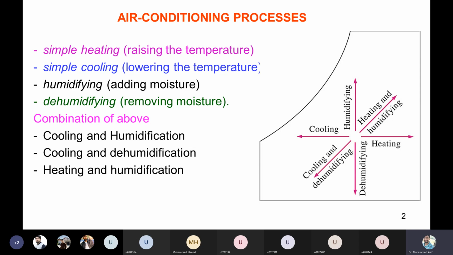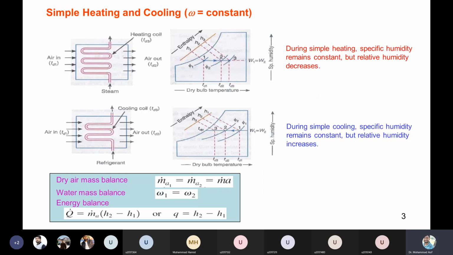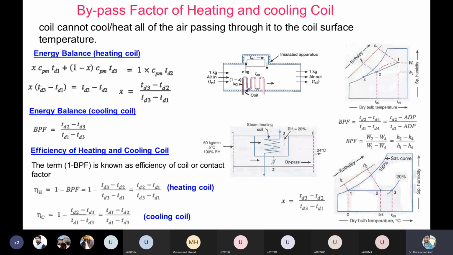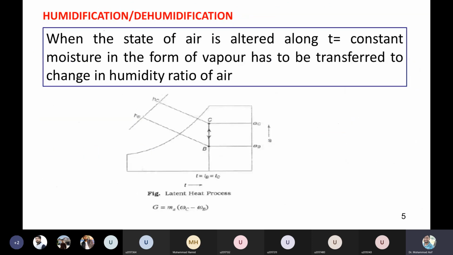And we also discussed the air conditioning processes: simple heating, simple cooling, and the humidification process. This was the simple heating and simple cooling process. And then we discussed the bypass factor and the efficiency of the heating and cooling coil. And then we discussed humidification and dehumidification processes. So we'll continue.